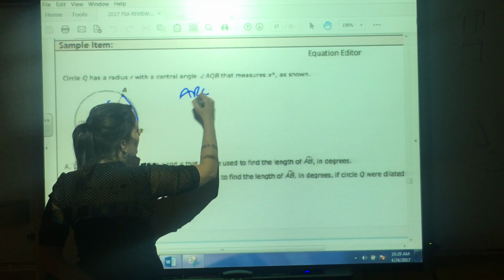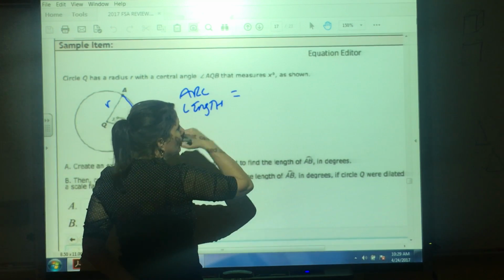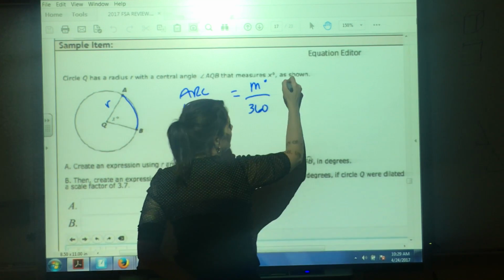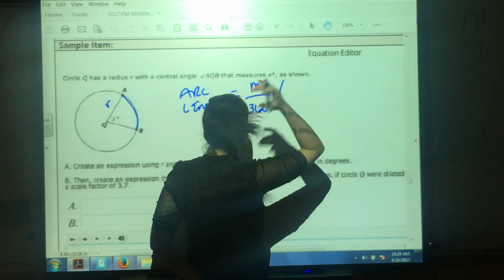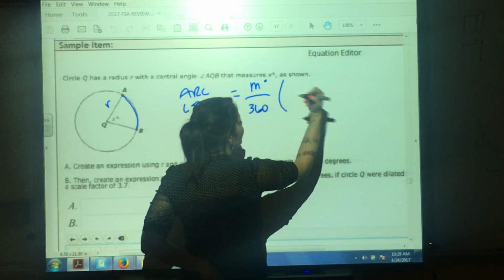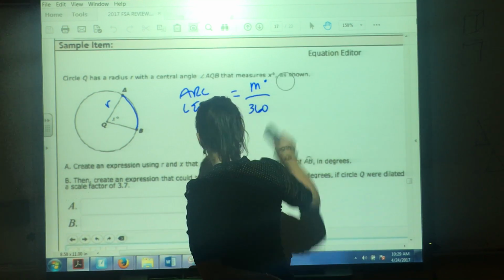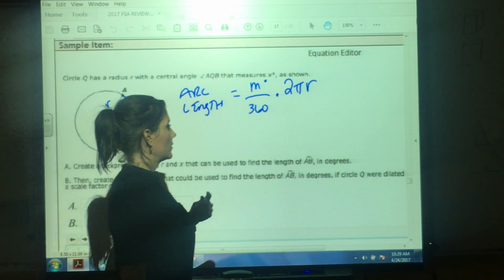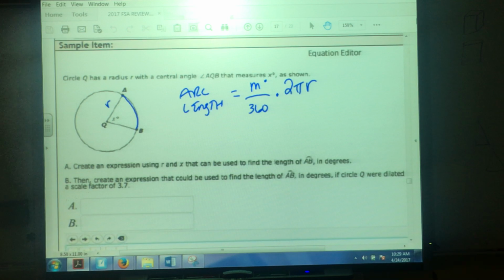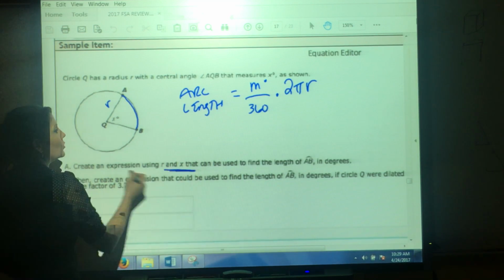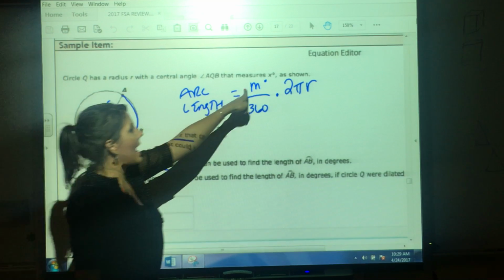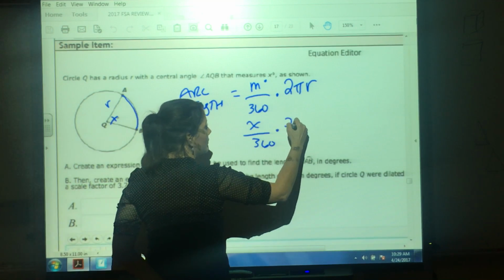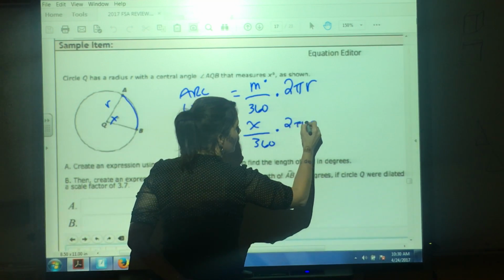Remember, arc length is equal to the measure of the angle divided by 360, or the measure of the arc divided by 360. It's the same thing, right? Times, in this case, the circumference of the circle, because it wants just that chunk. So times 2 pi r. But now here, because it is saying use x, the measure of that is x. So you're going to say x over 360 times 2 pi r.